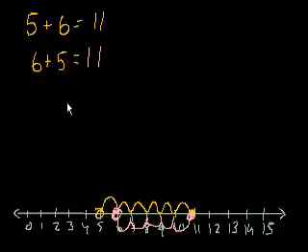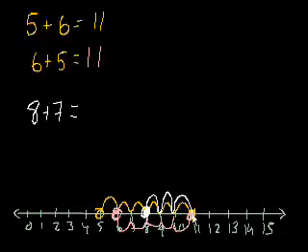I'll use white now. What is 8 plus 7? Well, if you can still read this, 8 is right here, right? We're going to add 7 to it. 1, 2, 3, 4, 5, 6, 7. We go to 15. 8 plus 7 is 15.